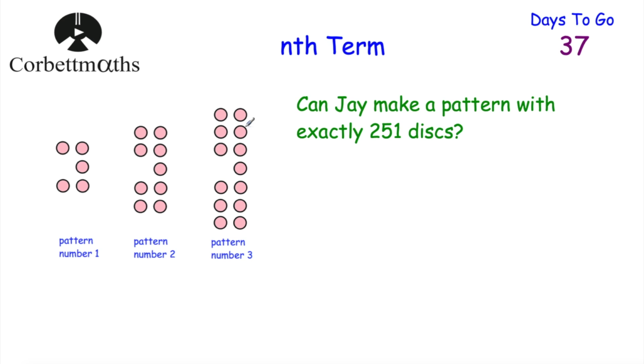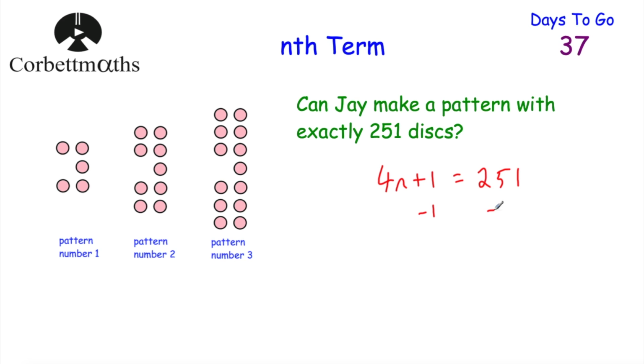So in other words, can he make a pattern that's exactly 251 circles or discs in it? So feel free to press pause now to work this out. Okay, well, we know the nth term is 4n plus 1. That's the number of discs in pattern n. So if 251 is a term in the sequence, so in other words, if he can make a pattern with exactly 251 discs, then we can put it equal to 251. And if we can solve this and get a whole number, then it is a pattern number. If it's a decimal number, then no, this isn't a term in the sequence.